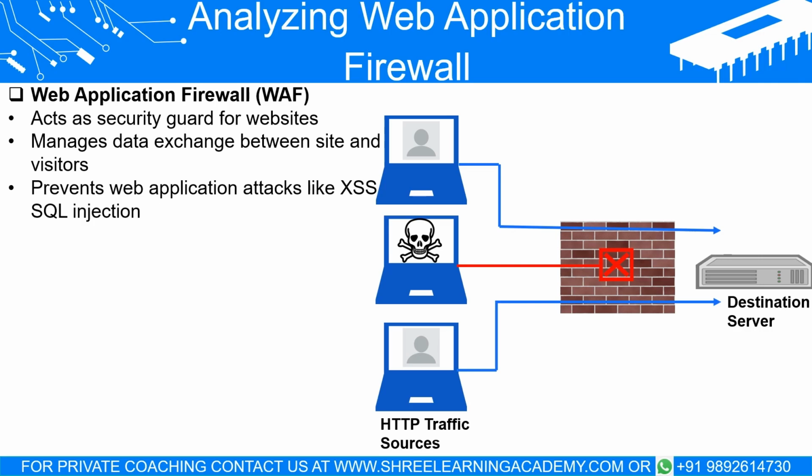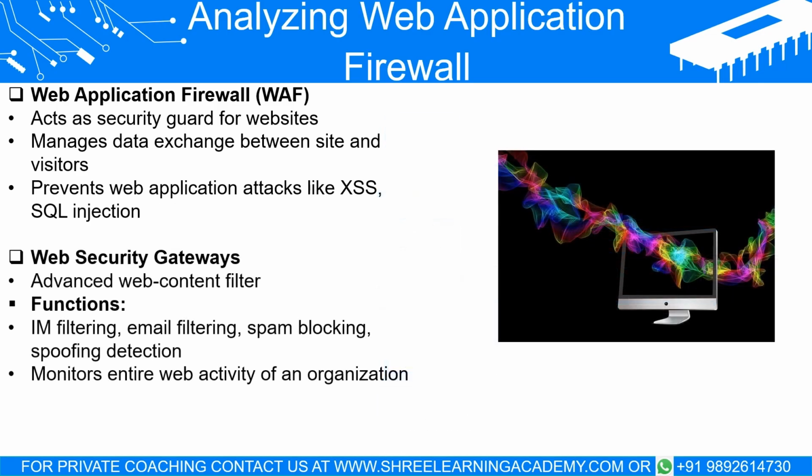A WAF stands guard at the entrance of a web application, actively monitoring the HTTP traffic to and from the application. By applying a set of predetermined rules, it can detect and prevent web application attacks such as cross-site scripting, SQL injection, and other web-based threats. To draw an analogy, imagine a museum that holds priceless artifacts. The WAF would be like the museum security system, allowing the public to view the artifacts but preventing anyone from damaging or stealing them.